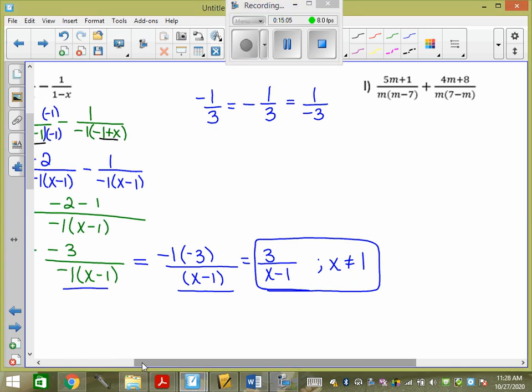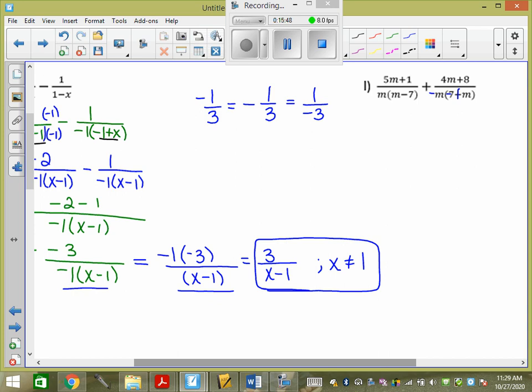So if we look at L, we have 5m plus 1 over m minus 7, plus 4m plus 8 over 7 minus m. So what do both denominators actually have in common? They both have an m in common. And their other factor is actually the same, but what? Different sign. So instead of taking an m out, what should they have taken out? A negative m, which would have changed this to a negative 7, would have changed that to a positive m, and now they would match. That's it. They should have taken a negative m out.